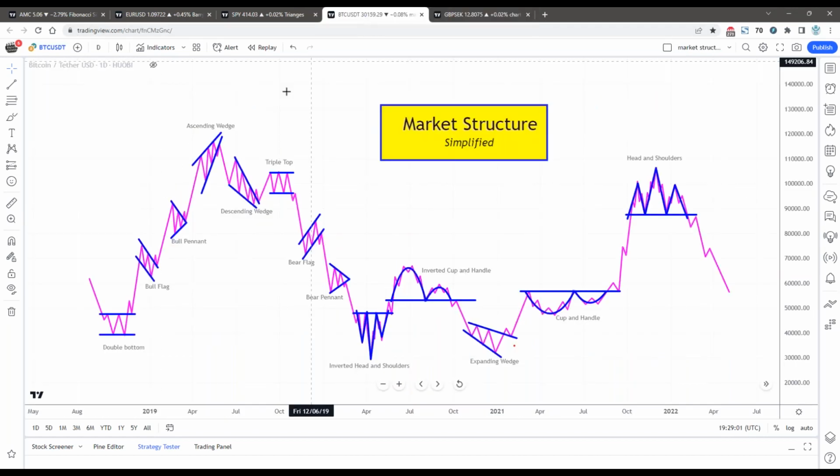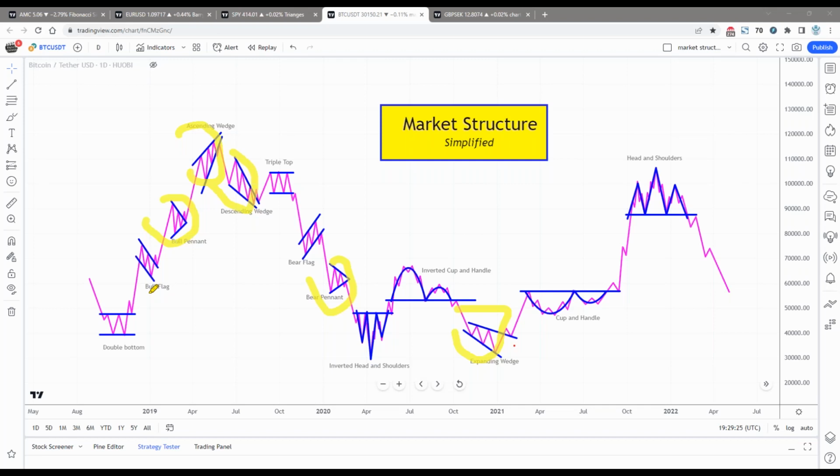So I'm a firm believer in chart patterns, though, but I combine this, this, this, this, all into what I call triangles.